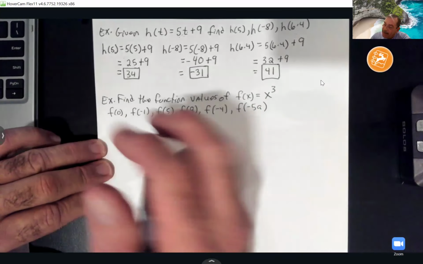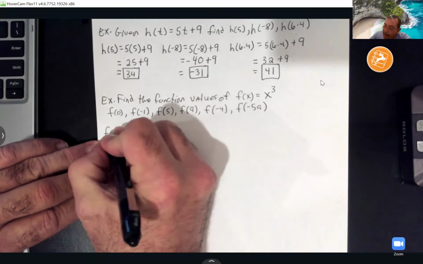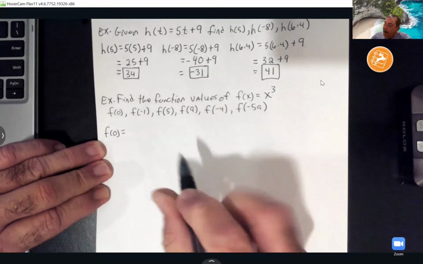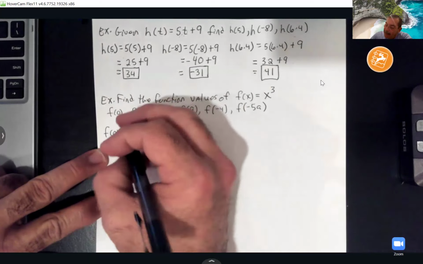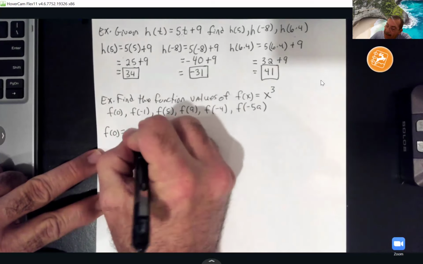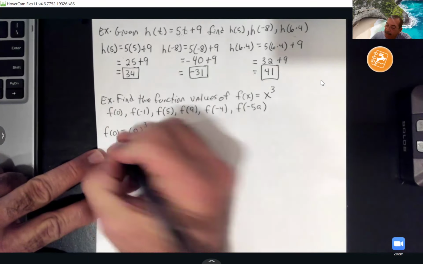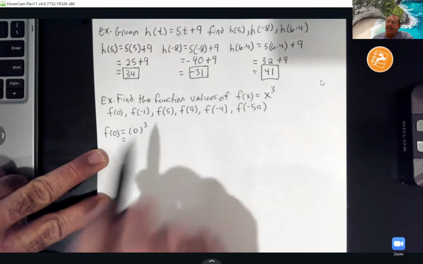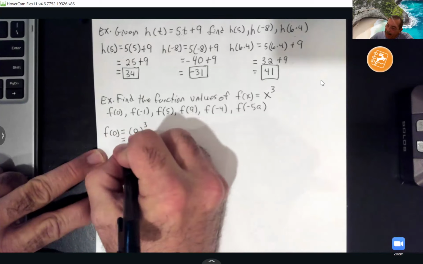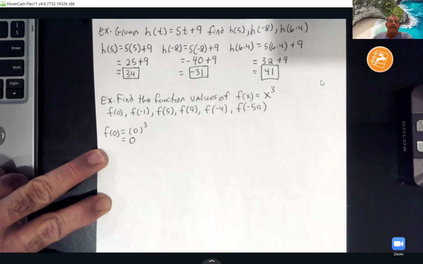So we'll start with f of 0. Well, y'all, all I gotta do is put a 0 in for the x and cube that. So that'll give me 0 cubed. And y'all, 0 to any exponent is going to be 0.